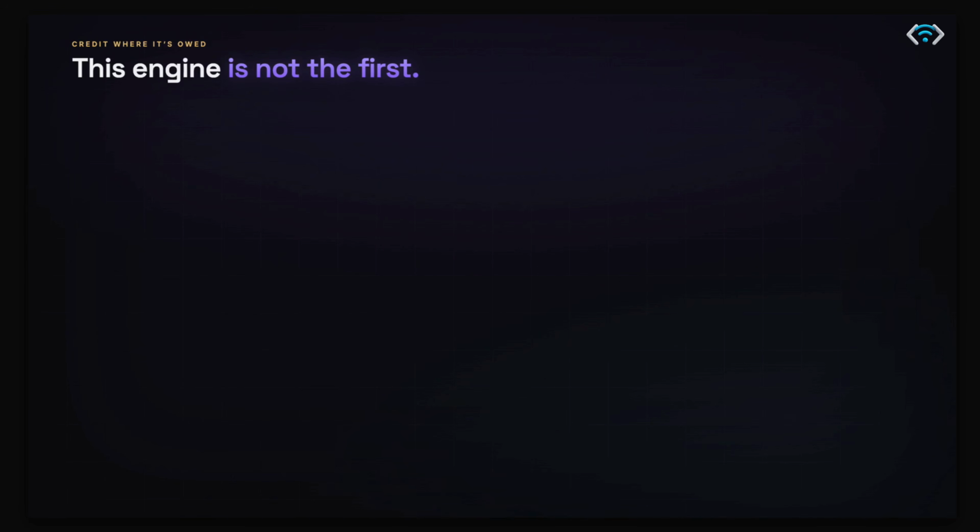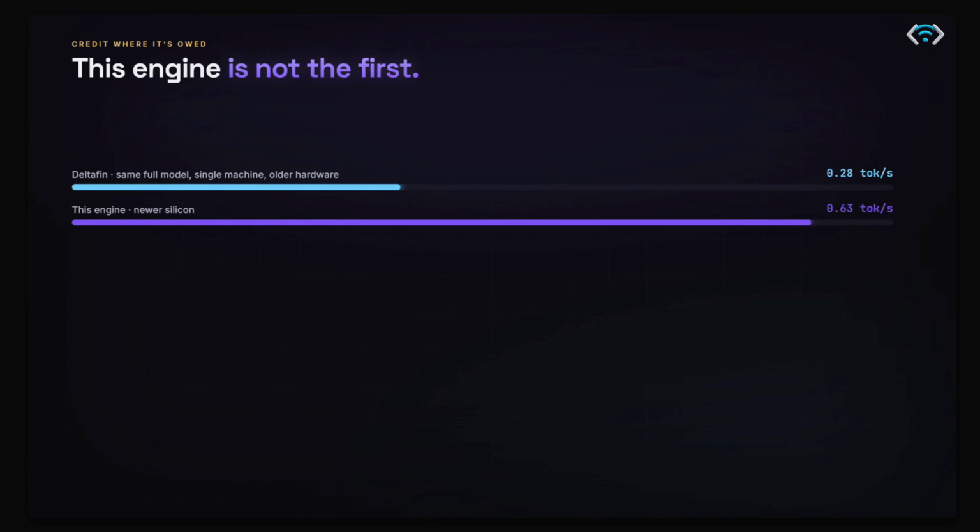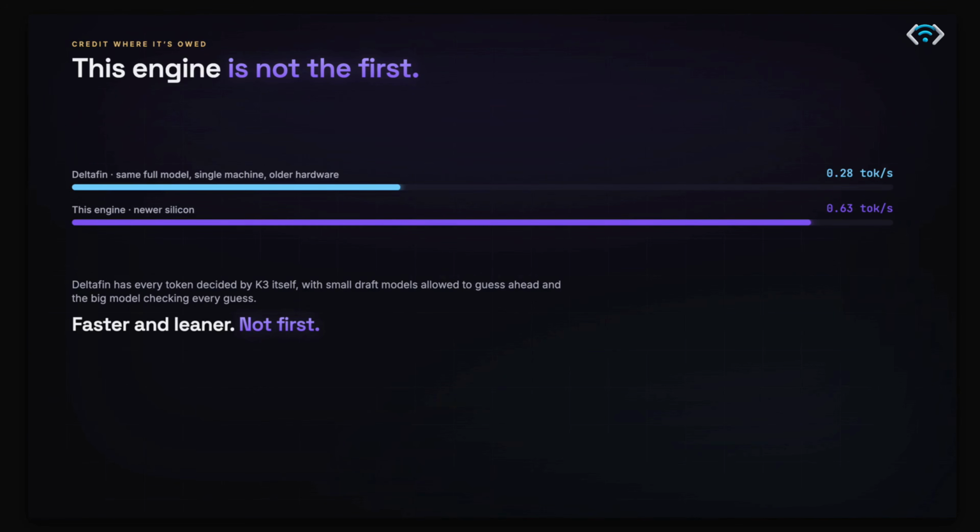And credit where it's owed. This engine is not the first. A project called DeltaFin runs the same full model on a single machine, every token decided by K3 itself, with small draft models allowed to guess ahead and the big model checking every guess.